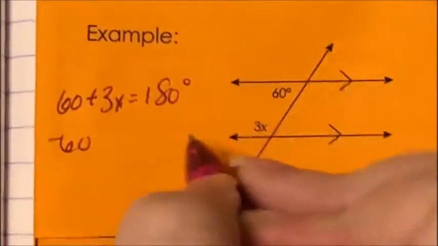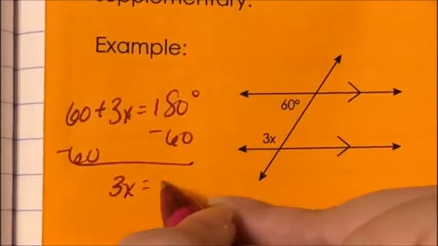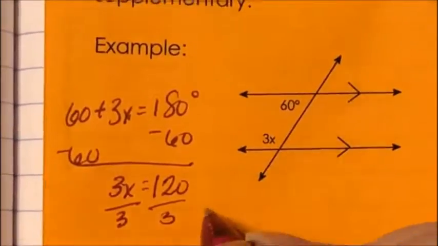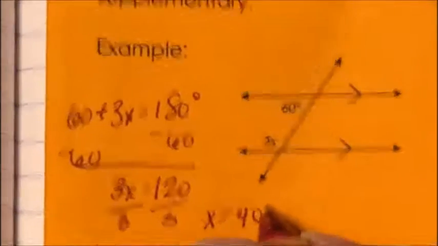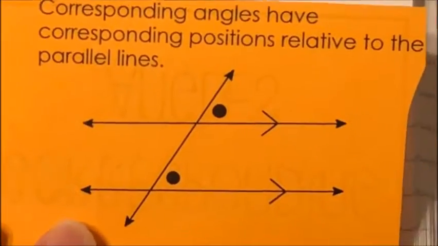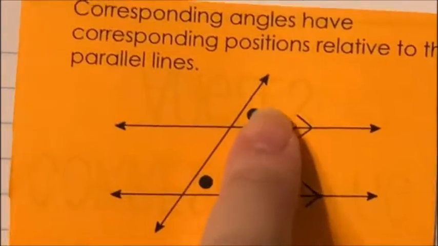I can subtract 60 from both sides. I have 3x equals 120, and then I divide that by 3, so x equals 40. I have corresponding angles. So corresponding angles have corresponding positions relative to the parallel lines. Remember, parallel lines, they're on the same side, they're corresponding.